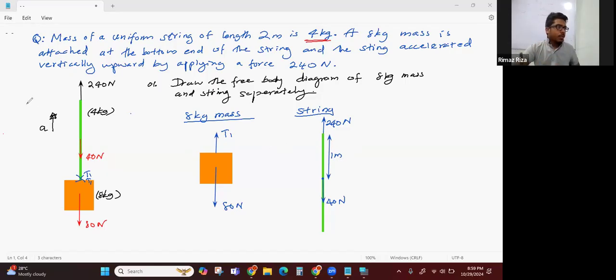Here we want only the free body diagram, so no need to mark this, only the forces. Then at the bottom we can see there is a tension. This one is the tension acting on the string by the mass, vertically downward. That is T1. So this is the free body diagram of the string. Okay, please draw this down.